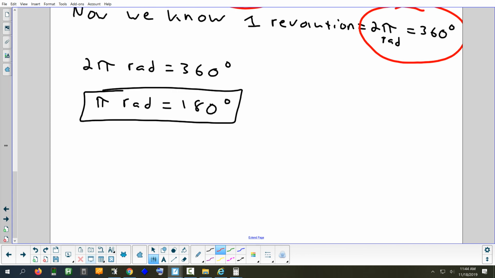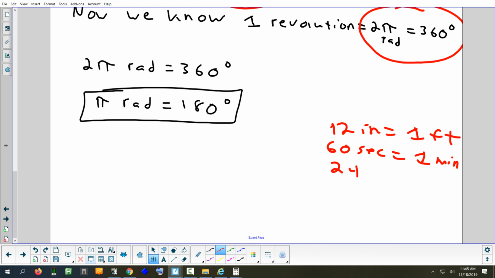Now, what was the conversion somebody gave me earlier between feet and inches? 12 inches equals 1 foot. Give me a conversion between minutes and seconds. 60 seconds, 1 minute. We'll do one more. A conversion between hours and days. 24 hours in a day. So I didn't ask you guys for specific numbers. I just said, give me a conversion. That's what you gave me.